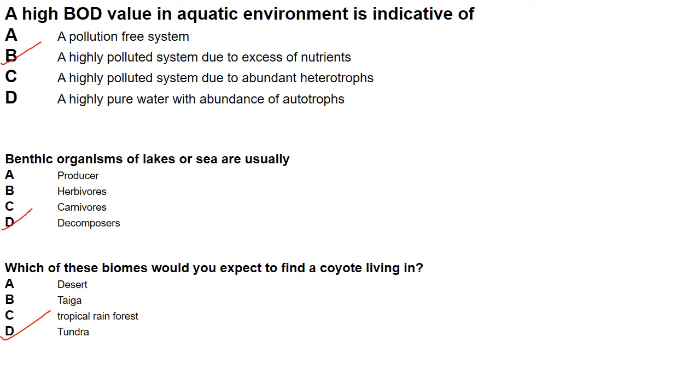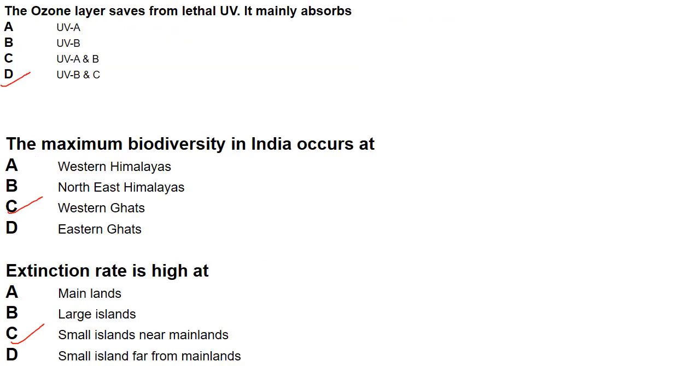Benthic organisms of the lake or sea are usually decomposers. Answer is D. Which of these biomes would you expect to find coyote living in? So that is in the case of tundra. Answer is option D. The ozone layer saves from lethal UV. It mainly absorbs UVB and C.